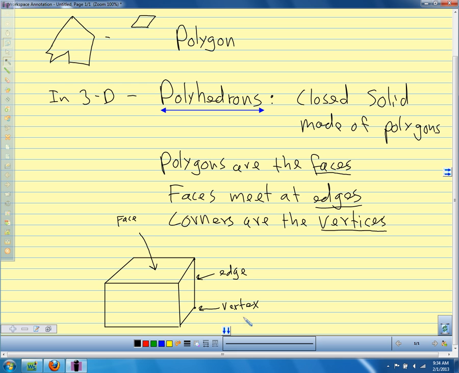So that's what we're talking about when we're talking about polyhedrons. So this is a simple polyhedron. We can have more complicated polyhedrons. This is a simple one, so we can talk about the parts.